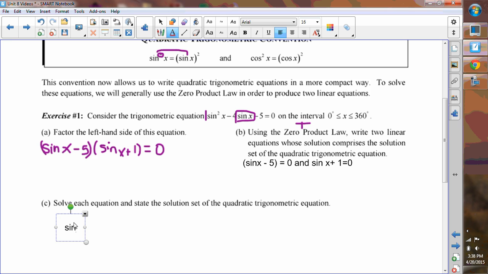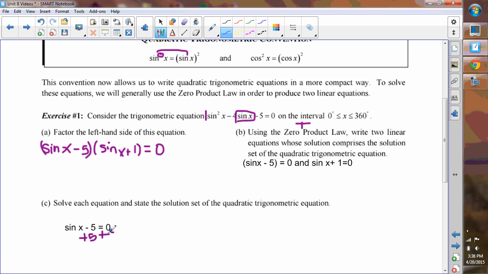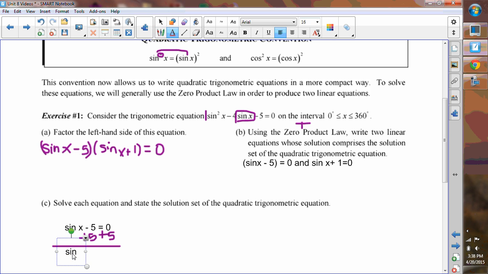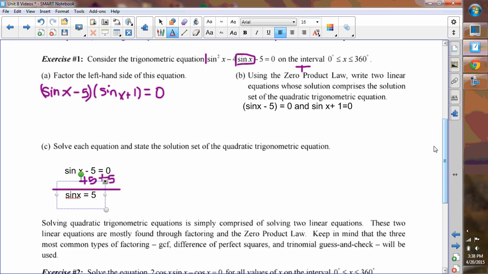So the first thing we have is sine of x minus 5 equals 0. We're going to add 5 to both sides, just like we would when we solve the problems. And then we get sine of x is equal to 5. Now stop and think for a minute. What value of x gives you a sine value equal to 5? There's no solution because 5 is actually bigger than 1, as you all know, and sine cannot be bigger than 1.